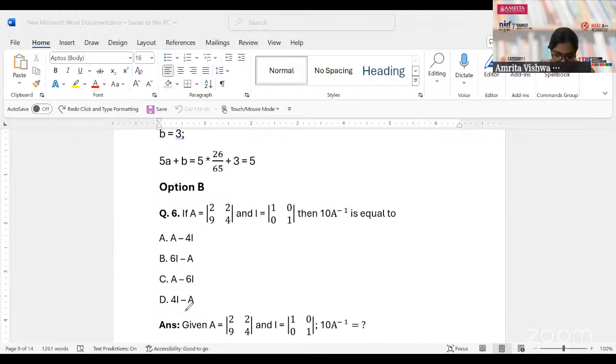Is it something like A minus 4I or 6I minus A or A minus 6I, whichever is the option? You have A also. You need to find 10 A inverse, the relation. So you need to find A inverse as a relation, that is 10 A inverse as a relation between A and I. For that, what you have to think or what you have to do.